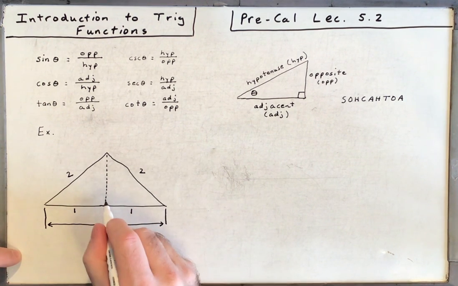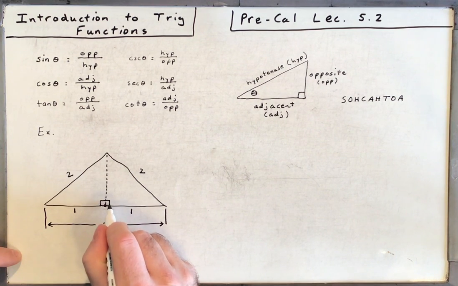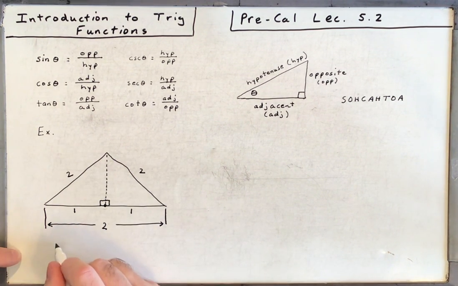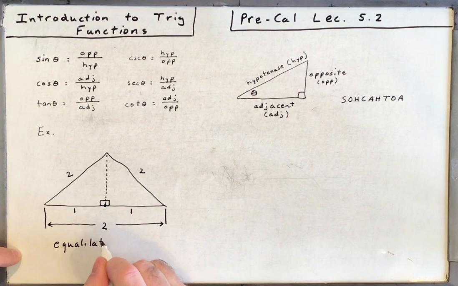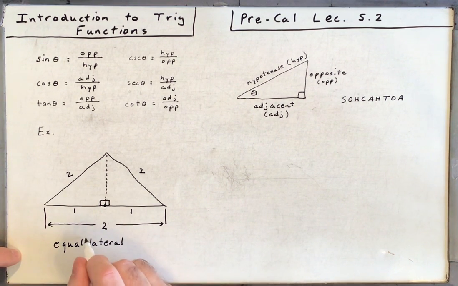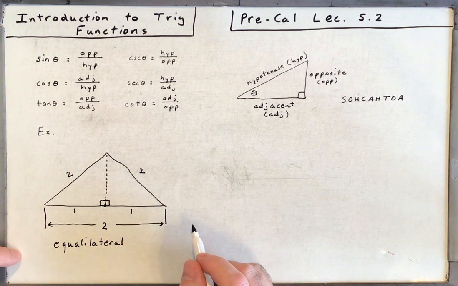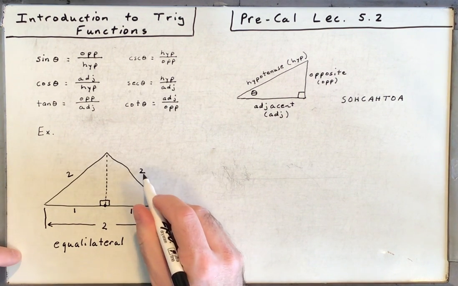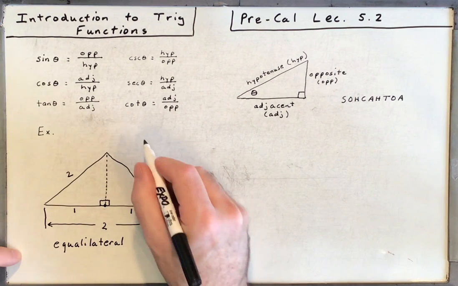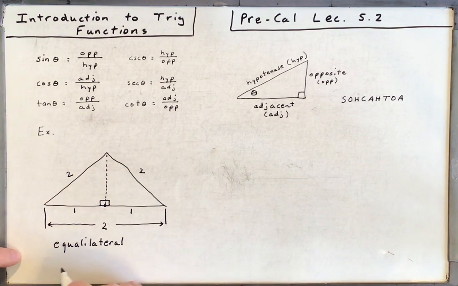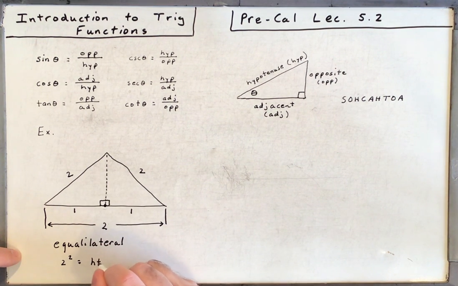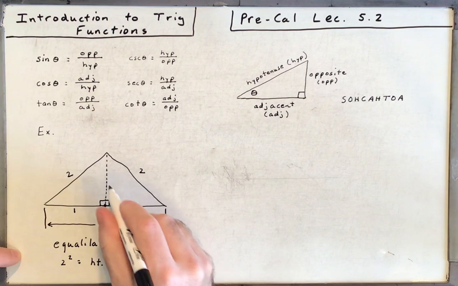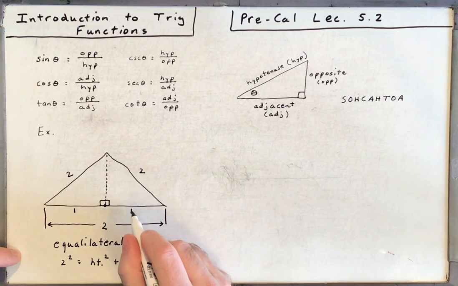And I'll end up making two right triangles. An equilateral triangle just means all the sides are the same. So we know this is 1, the hypotenuse is 2. We need to get the height. With the Pythagorean theorem, we know that hypotenuse squared, 2 squared, is equal to height squared plus 1 squared.